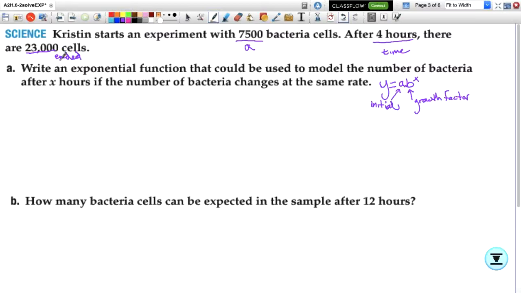So think about this for a second. If something ended, it's going to be our y, right? It's what all of this happened, and then this is what we got. So I'm going to plug each of these things in where I think they go. So if it ends with 23,000 cells, I'm going to plug that in for y. 23,000 cells equals, I know what I started with, right? They told me I started out with 7,500. They did not tell me my growth factor, whether it was increasing by 3 times every hour or whatever. I don't know that. So I'm going to keep that as my variable.